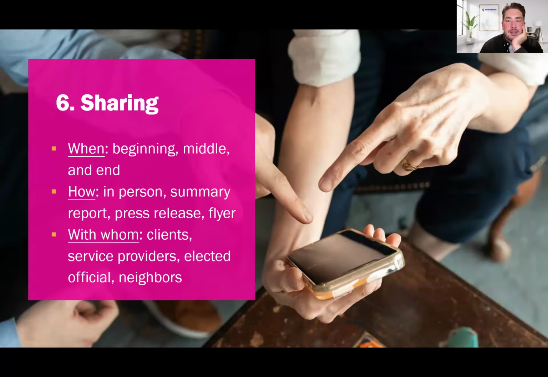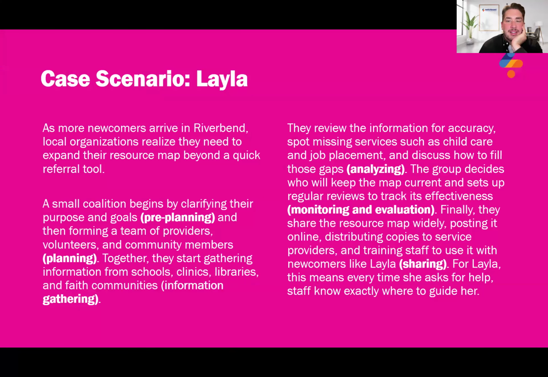Going back to our case study with Layla, as more newcomers arrive in Riverbend, local organizations realize they need to expand their resource map beyond a quick referral tool. A small coalition begins to clarify their purpose and goals, which is the pre-planning part, and then forming a team of providers, volunteers, and community members, which is the planning part. Together, they start gathering information from schools, clinics, libraries, and faith communities. That's the information gathering part.